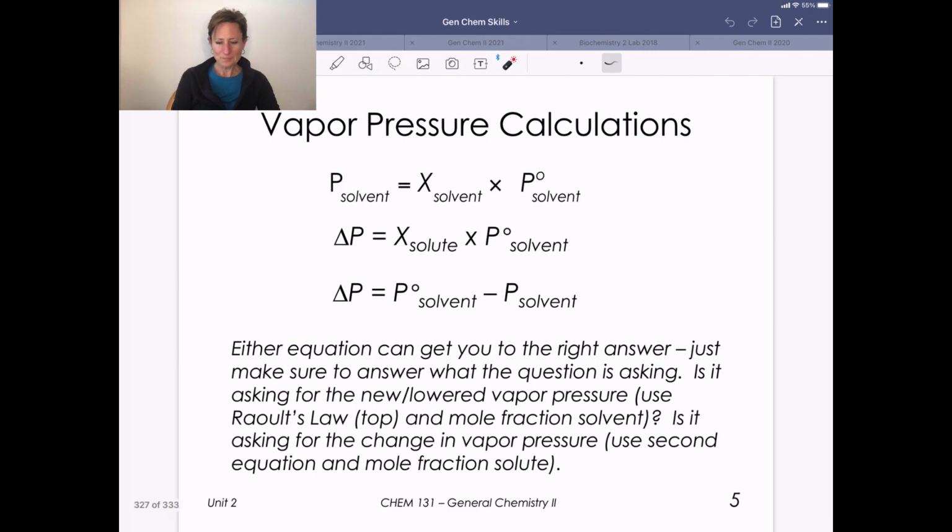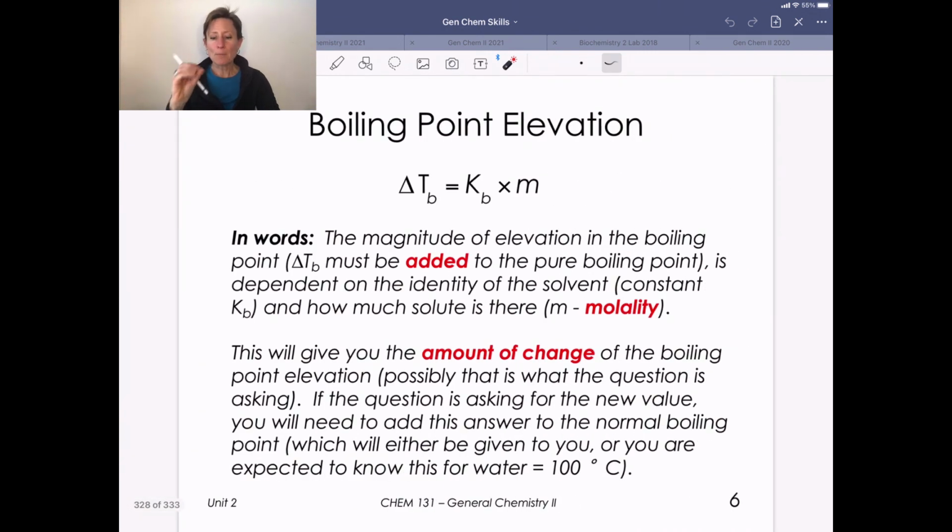All right, boiling point elevation. So that's this guy. In words, again, looking at these equations, what do they mean? Well, this tells us that the magnitude of the boiling point elevation, so this is going to tell us how much the boiling point is increasing. Keep in mind, if you want to know what's the new boiling point, you need to add this to the pure boiling point. Again, think about and find out what the question is asking.